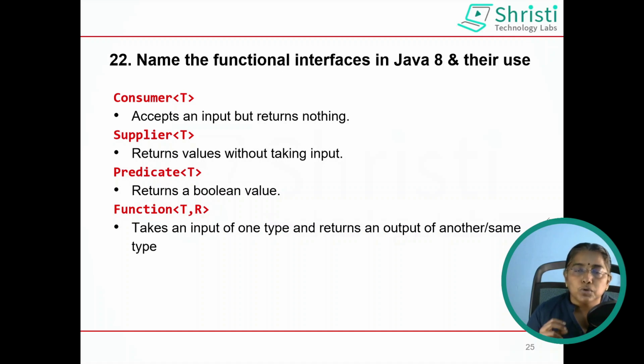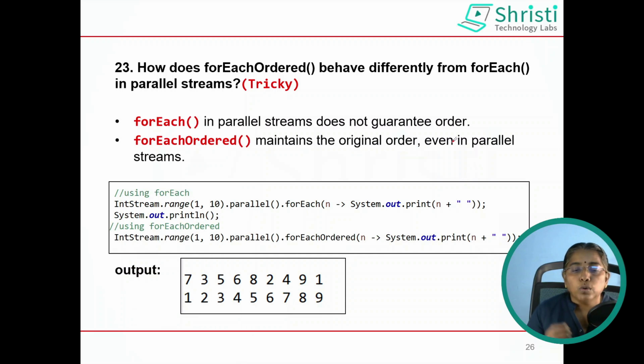Function takes an input of one type and returns an output of the same type or a different type. If I have a list of employees, with the help of the Function interface, I can pass the input as the list of employees. The output from the Function interface can be either the list of employee names, or the employee cities, or their IDs or their salaries. It can be anything. That way the Function interface is of great use. Next question: how does forEachOrdered behave differently from forEach in parallel streams? This is a tricky question. Usually we work with large data sets.